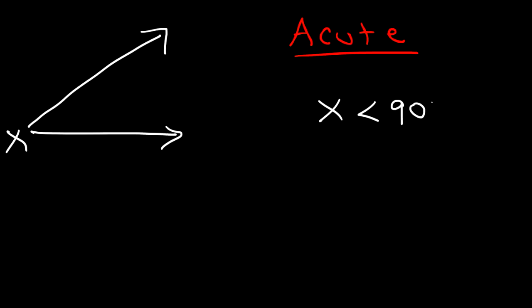An acute angle is an angle that is less than 90 degrees. So let's say x represents the angle. So x is going to be less than 90 degrees.